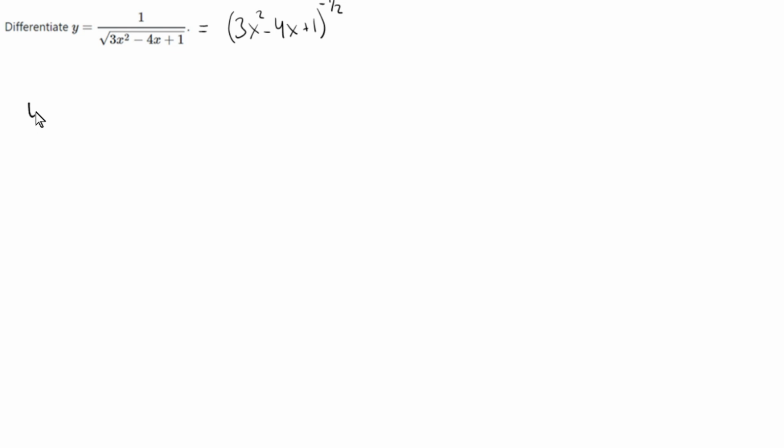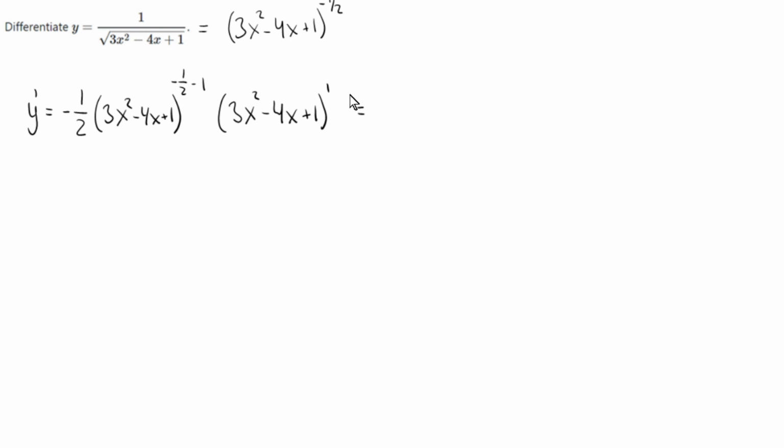So y prime is going to be the derivative of the outside function, which is negative half. Inside function stays the same at this point. And it's going to be negative half minus 1. And then we take the derivative of the inside function, or times the derivative of the inside function.